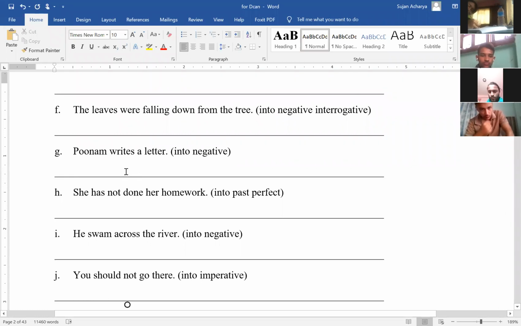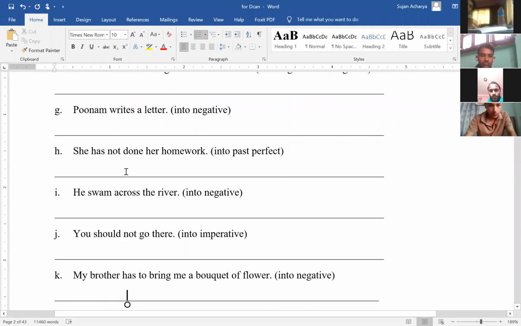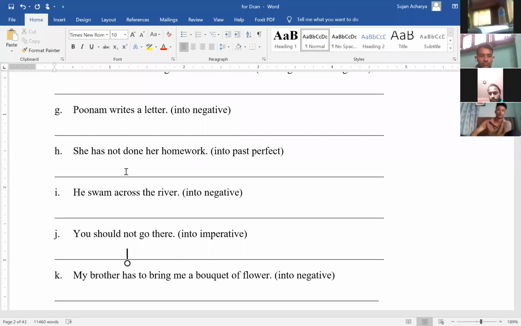You should not go there. You should go there. Advice, imperative: you go there. Quite a controversial sentence: you should not go there. Advice. Again, this is also an imperative as well. You should not go there. You go there.